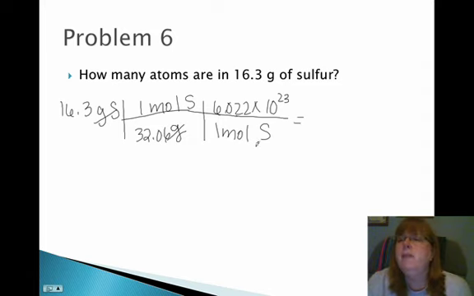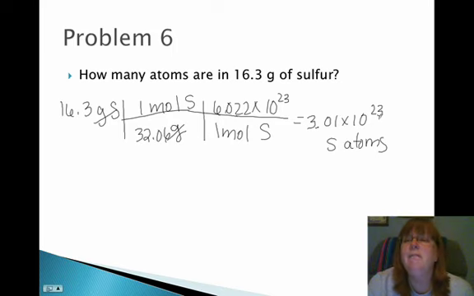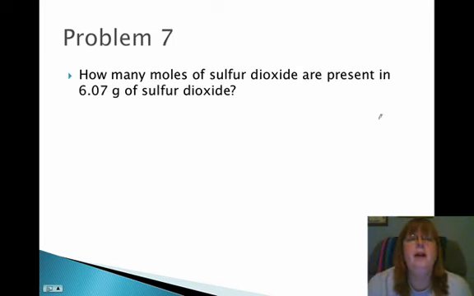All right, so when we do all of this, how many atoms? Let's see, yes, it is 3.01 times 10 to the 23rd sulfur atoms. Okay, so that was combining the two things. Alrighty, and let's just try one more.